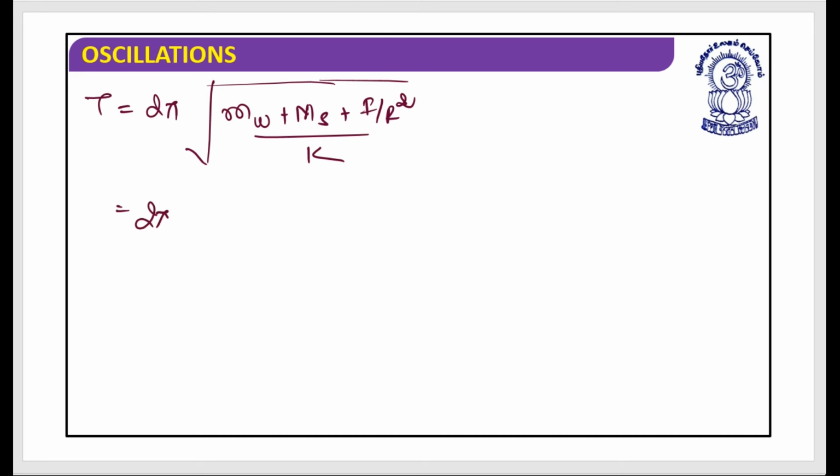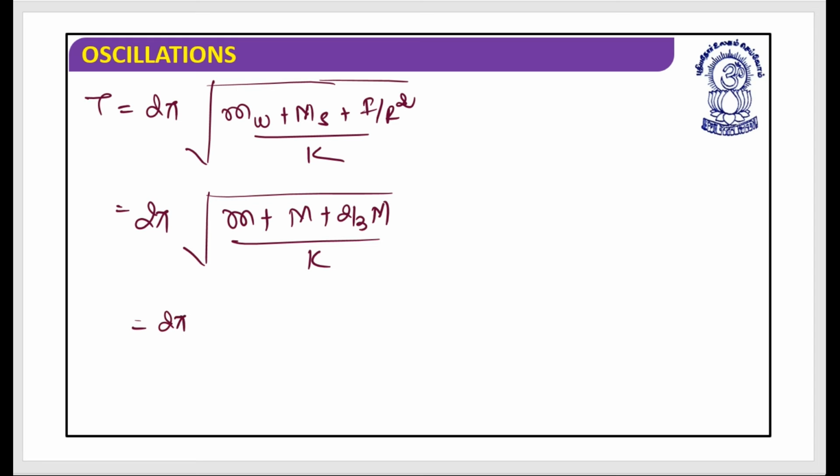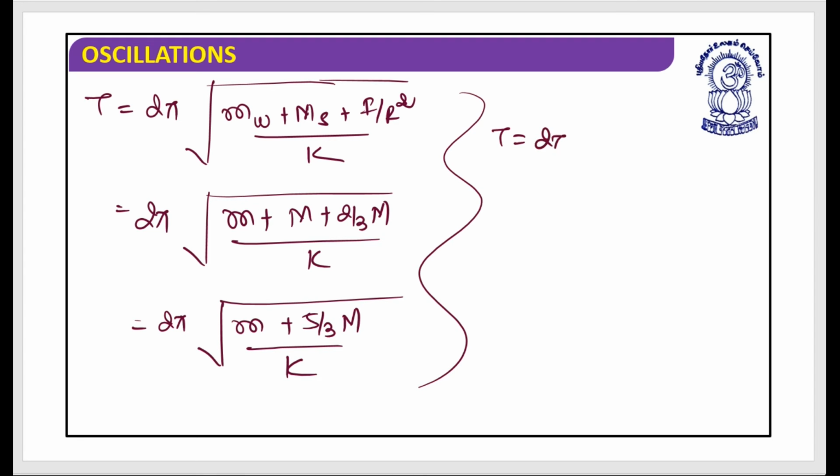So this will be 2π root of (mass of the water, it's a small m, plus mass of the sphere, it was m, plus I/r² that we have already done, and that is equal to 2/3 of m) divided by k. So this is equal to 2π root of, it's a small m plus 2/3 m, which is equal to 5/3 m, divided by k. And so T is equal to 2π root of (3m + 5m) divided by k. This is the time period.